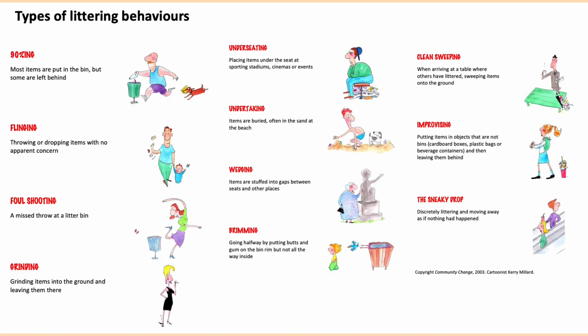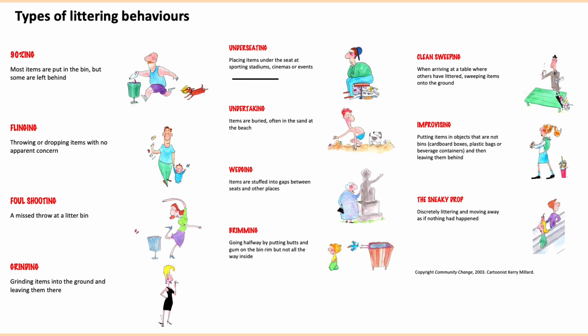So these are the different types of littering behaviors. And I want you to have a look at all the different cartoons and see if you can spot something that you might have seen at the park or maybe at the shops. I know I've seen this one here, under seating, where someone's placed an item underneath the seat at a sporting stadium, in the cinema, or maybe at an event. And when I was younger, I used to work at the cinemas or the movies, and I would go in and clean the movie theater where you go and watch the movie, and there would be rubbish shoved in between the seats. It would be underneath the seats, all over the seats, rubbish everywhere. So I've definitely seen that one.